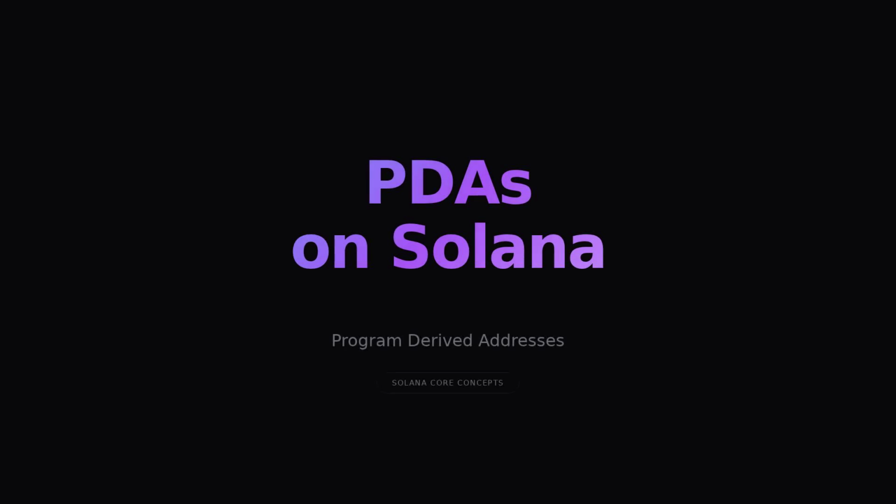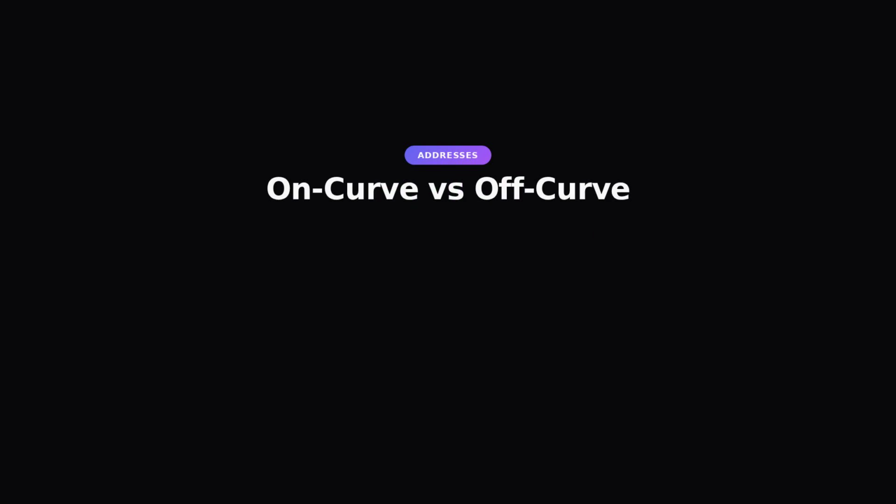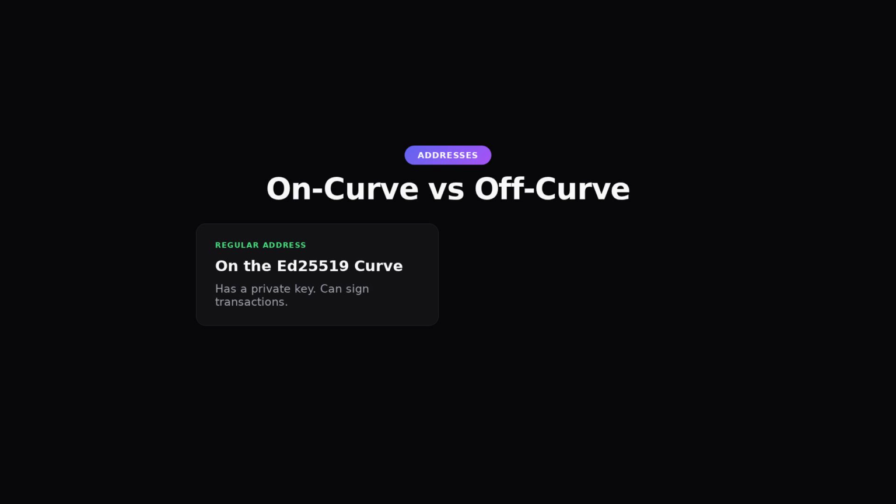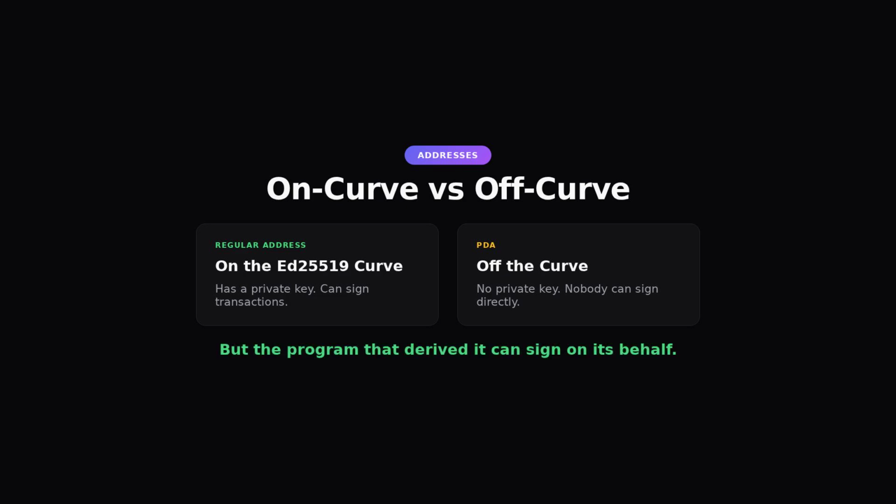Let's talk about PDAs on Solana, Program Derived Addresses. Most account addresses on Solana are public keys. They sit on the ED25519 curve, and they have a corresponding private key that can sign transactions. A PDA is different. It's an address that's intentionally derived to fall off the curve. No private key exists. Nobody can sign with it directly. But the program that derived it can sign on its behalf.